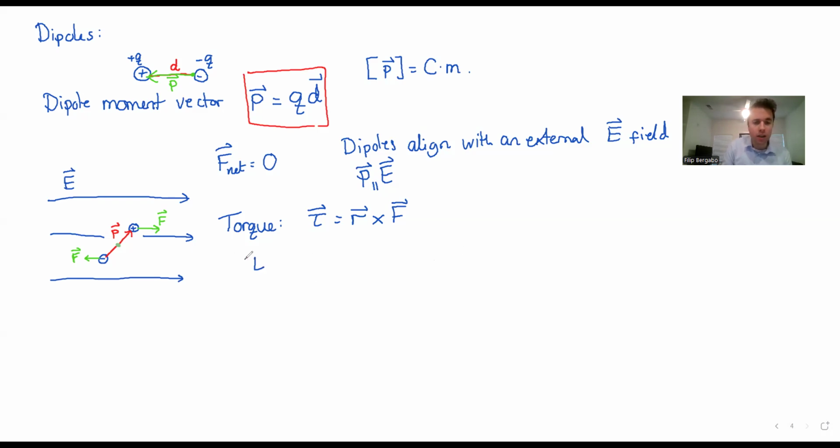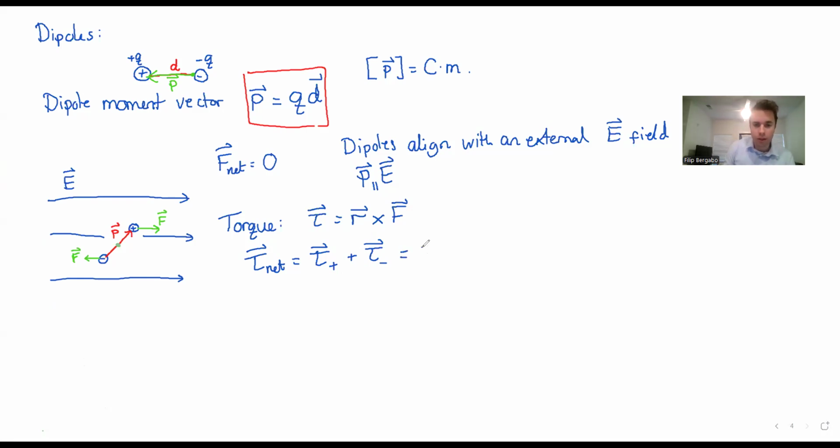Firstly, if we want to write down the net torque on our dipole in this case, it's of course going to be the torque generated by the force on the positive charge plus the torque generated by the electric force on the negative charge. And let's see if we can write these down. I'm going to be using this formula for now for each of these two contributions.